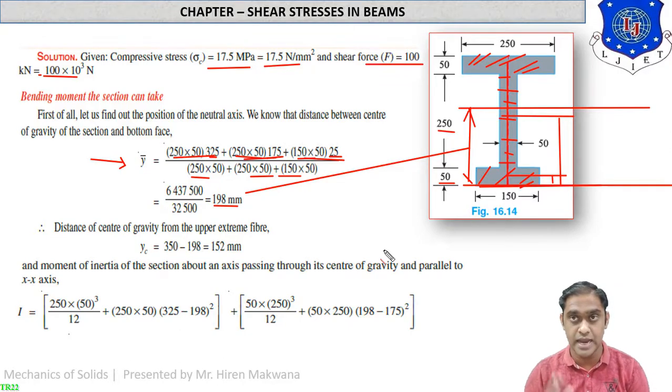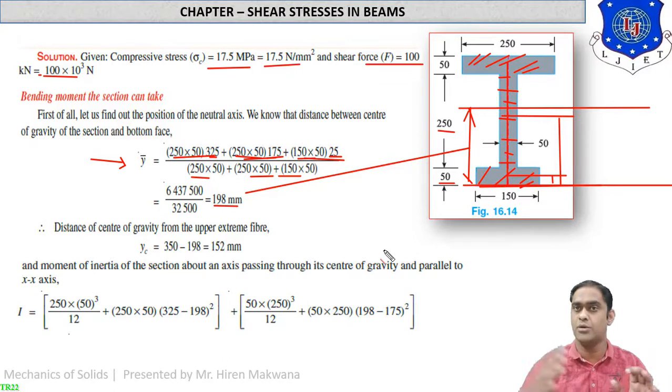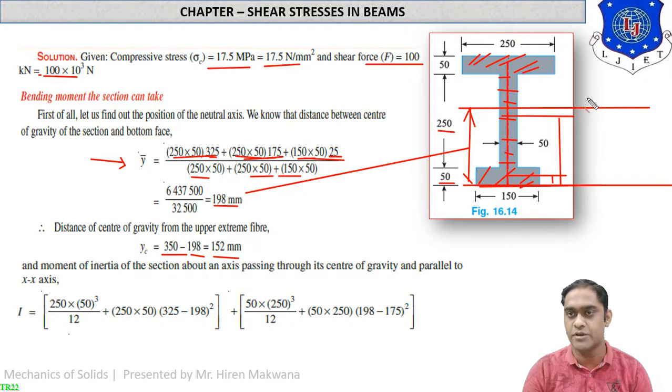How does the upper distance come into the picture, how do the lower distances come into the picture? Now YC is equal to 350, means total depth minus Y bar, is equal to 152 mm. YC means from the center of gravity to the top layer. This layer is 152 mm. You can subtract the distances and you will get the YC and the Y bar itself.